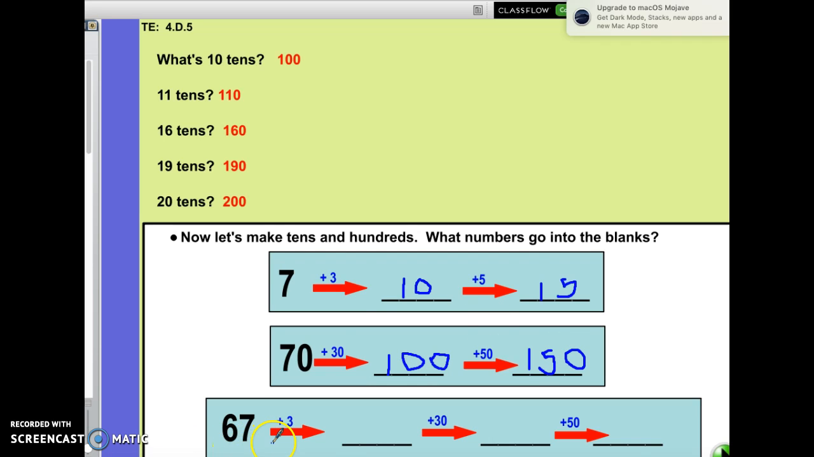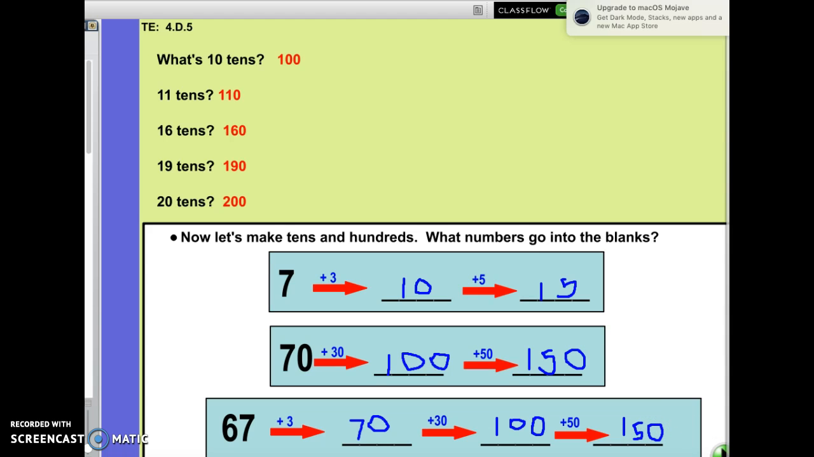All right, 67 plus 3. What do we get? 70. 70 plus 30, 100. And 100 plus 50, 150. How did you do on that one? Did it trick you at all? Yeah, I doubt it. You guys are super smart at this stuff.